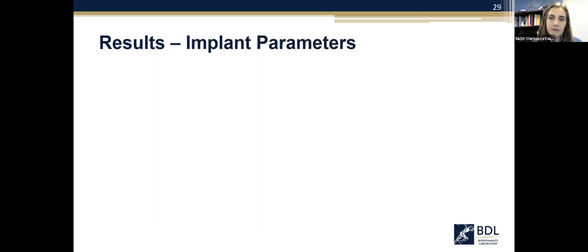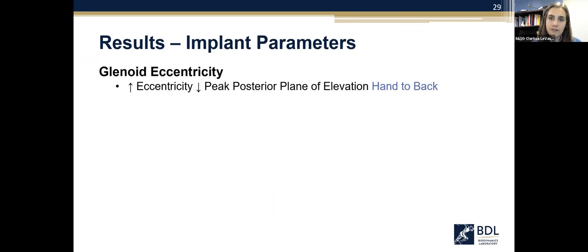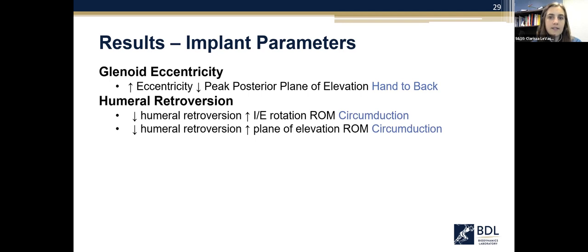We found significant associations between 3 implant parameters and range of motion. First, an increase in glenoid eccentricity was associated with decreased posterior plane of elevation during hand to back. Second, a decrease in humeral retroversion was associated with an increase in glenohumeral internal external rotation range of motion and an increase in plane of elevation range of motion.